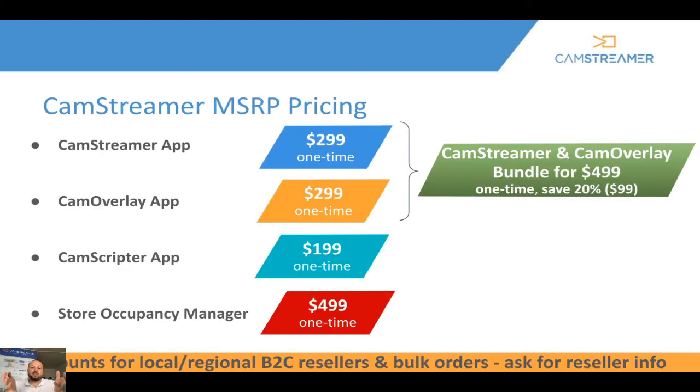Our pricing is pretty straightforward. CamStreamer app is $299 US. CamOverlay app is $299 US. If you buy it as a bundle, you will save 20%. That's $99 savings. So the whole bundle is not $600, but only $499. CamScripter app is $199, and Store Occupancy Manager is available for $499 one-time payment. We do not charge monthly fees.